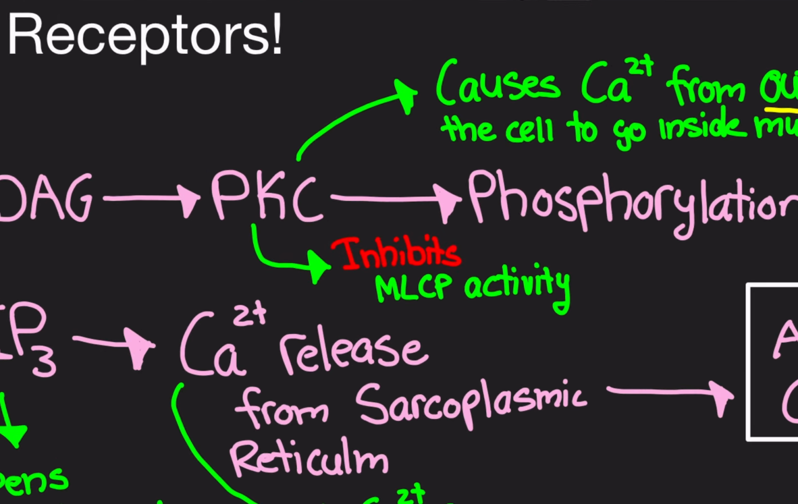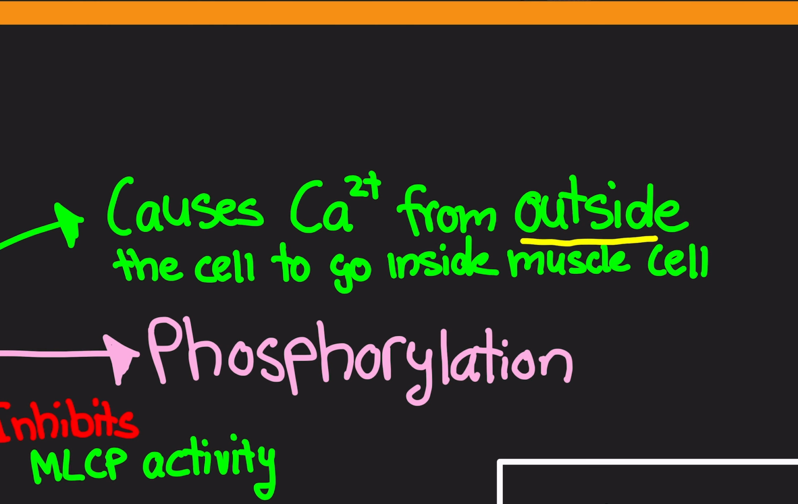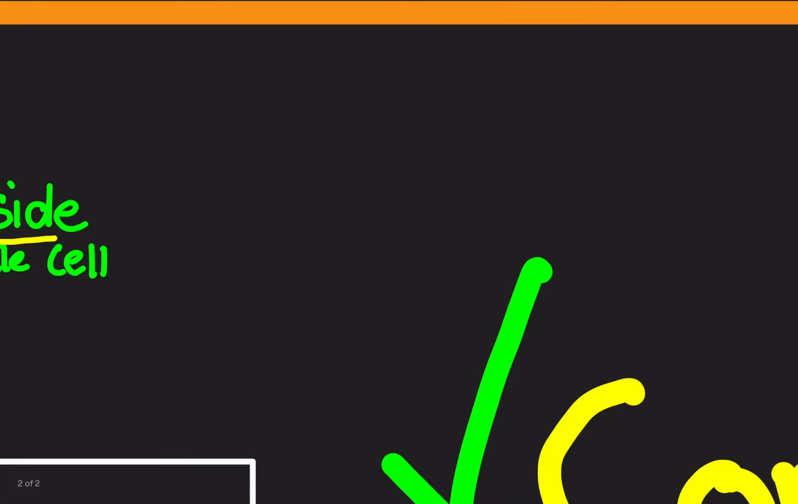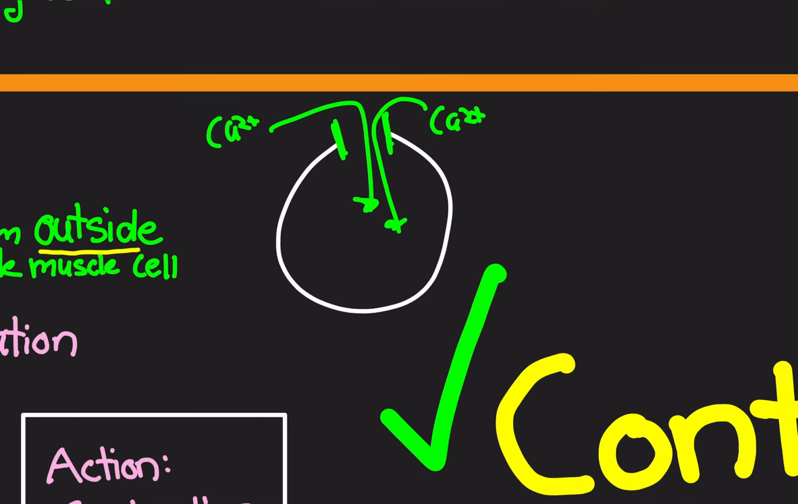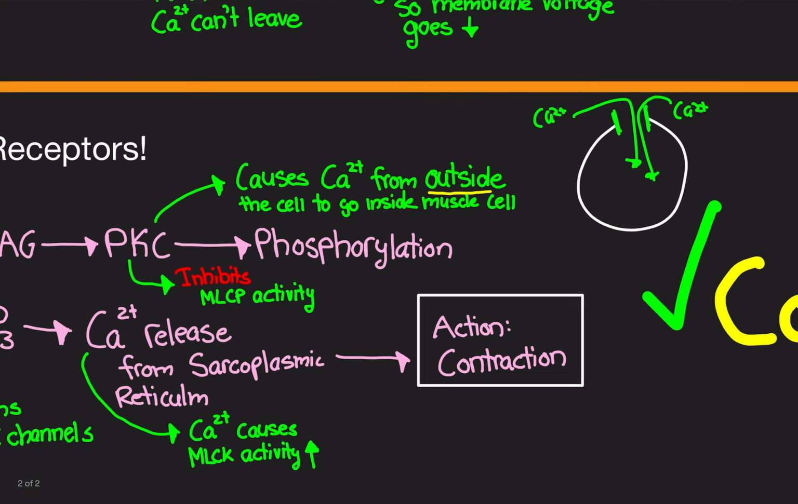Okay. Now let's look at PKC. PKC causes calcium from outside the cell to go inside the muscle cell. So you got our cell here, and then let's make a little gap here. Okay. So calcium is going to go inside. Let's pretend this is our muscle cell. Calcium is going to go inside. So that's what PKC does.